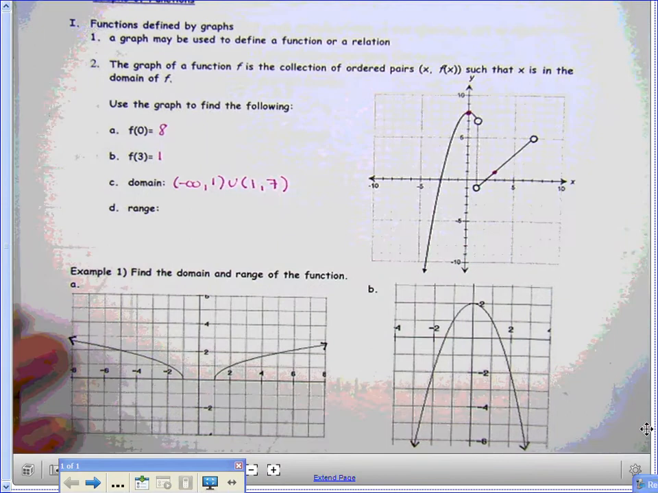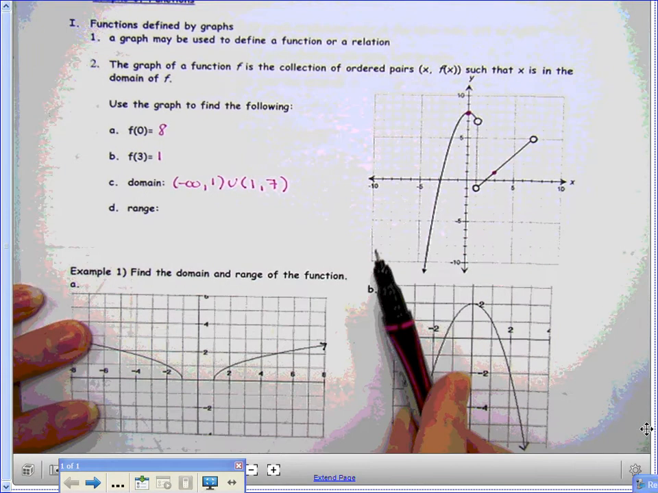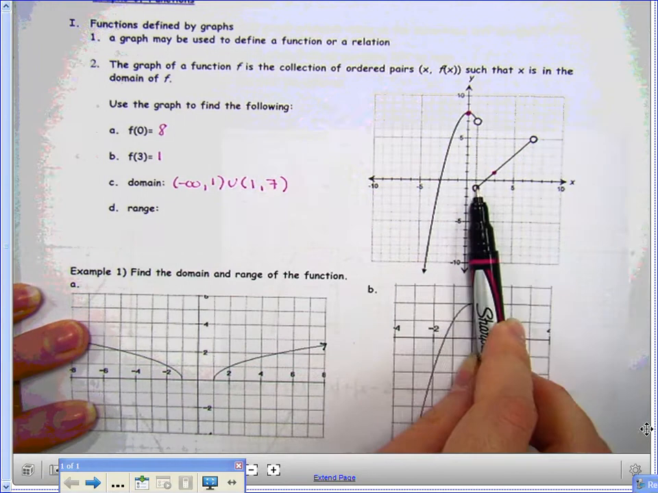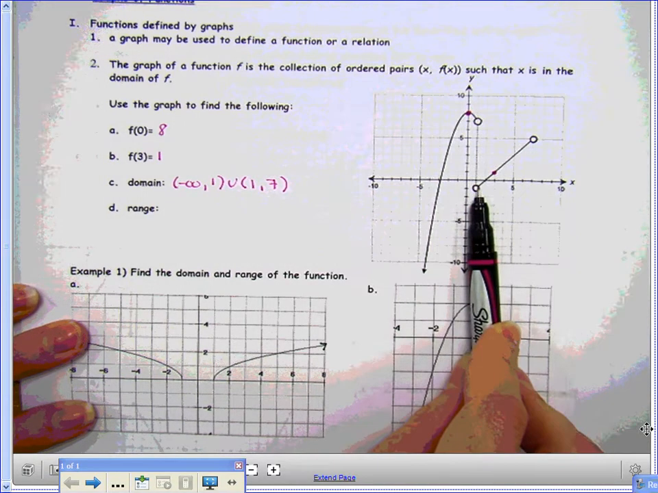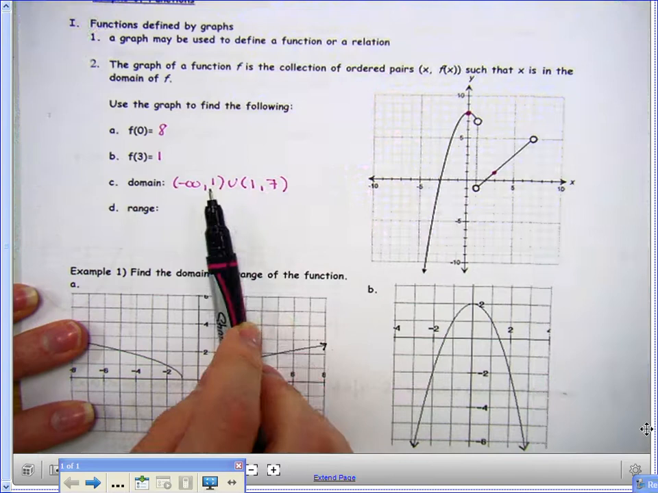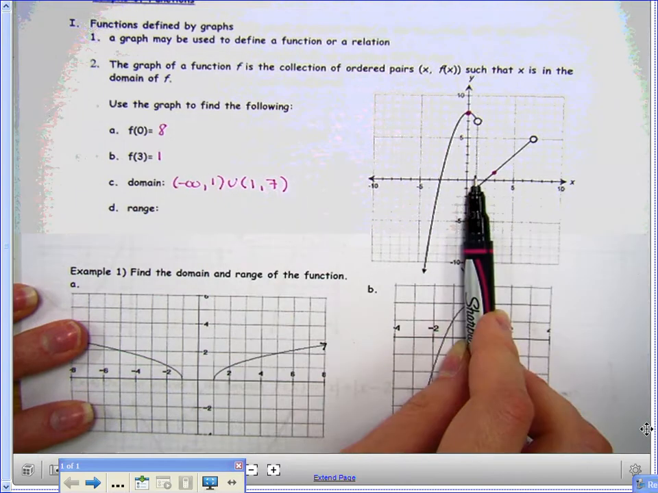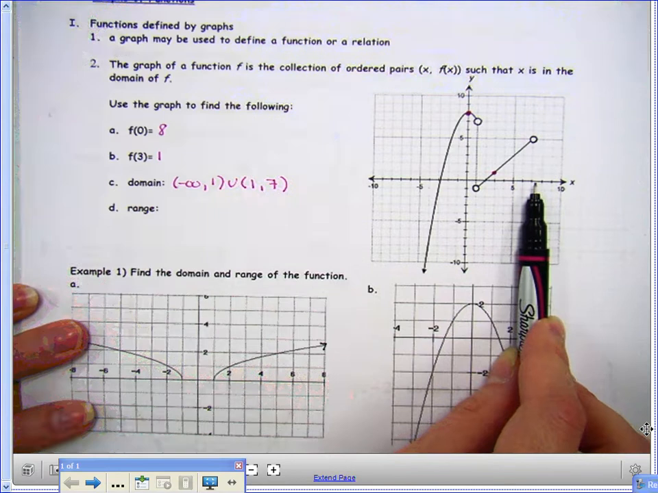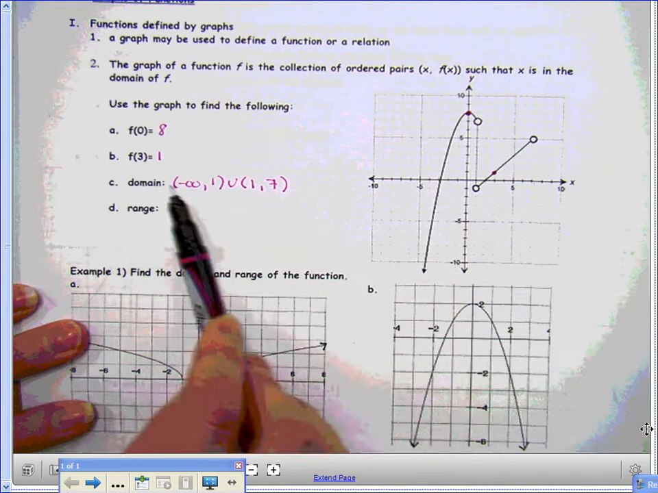So notice that our values keep going down, so we're going all the way up to 1, then we have an open circle here and an open circle there where no x values are accounted for, so that's why we have the parentheses around the 1, and then from 1 we're going all the way to 7, not including 7 because of that open circle, therefore this is my domain.